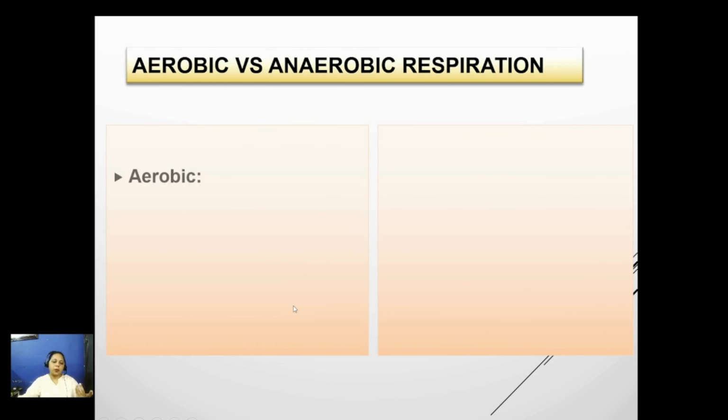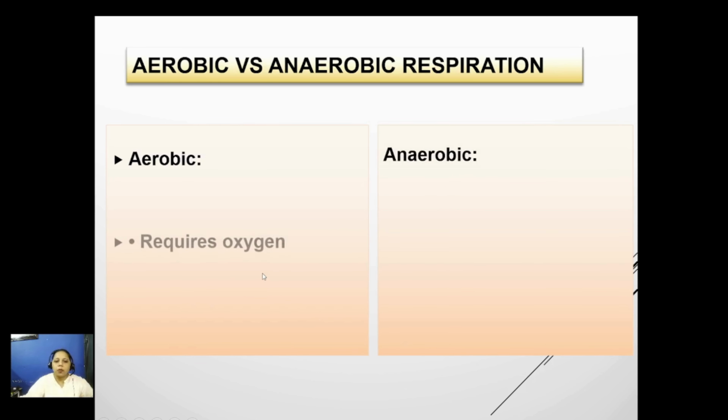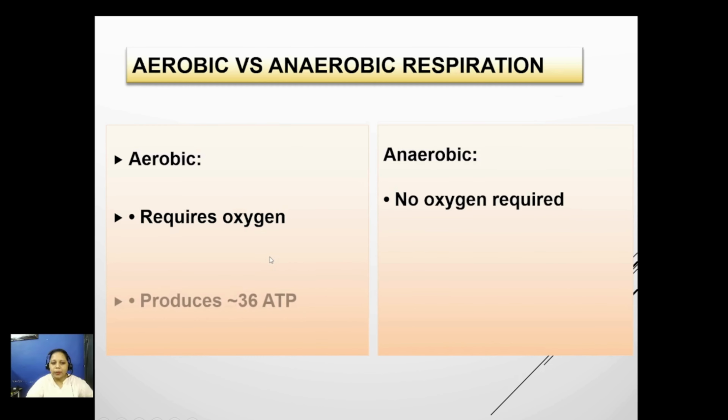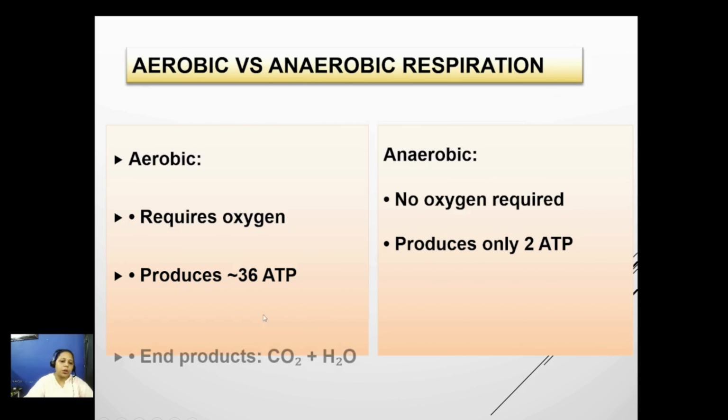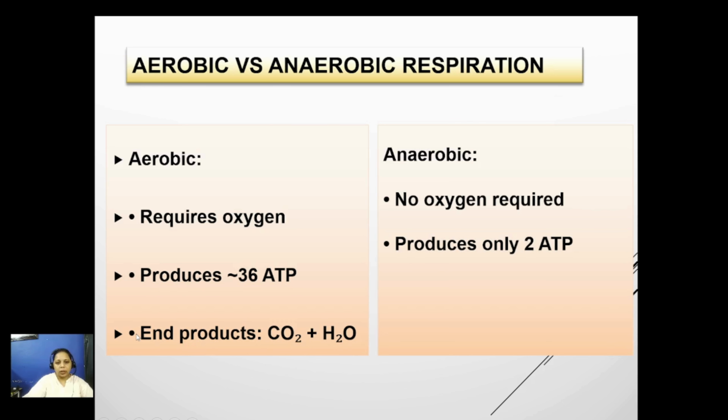Let's learn about the difference between aerobic and anaerobic respiration. First of all, aerobic requires oxygen while anaerobic doesn't. It happens without oxygen. Aerobic gives a high yield of energy, that is 36 ATP, while you get only 2 ATP per glucose molecule in anaerobic. The end products are carbon dioxide and water in aerobic respiration, while in anaerobic respiration, as we have discussed earlier, there will be production of ethanol and carbon dioxide in plants and yeast, and in animals lactic acid or lactate is produced. So this is all for now.